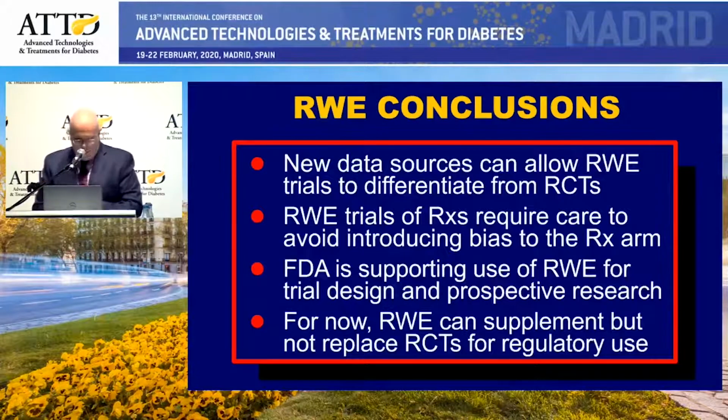So my conclusions are that new data sources can allow real-world evidence trials to differentiate themselves from randomized controlled trials. Real-world evidence trials of treatments require care to avoid introducing bias into the treatment arm. The FDA is supporting the use of real-world evidence for trial design and some prospective research. And finally, for now, real-world evidence can supplement but not yet replace randomized controlled trials for regulatory use.